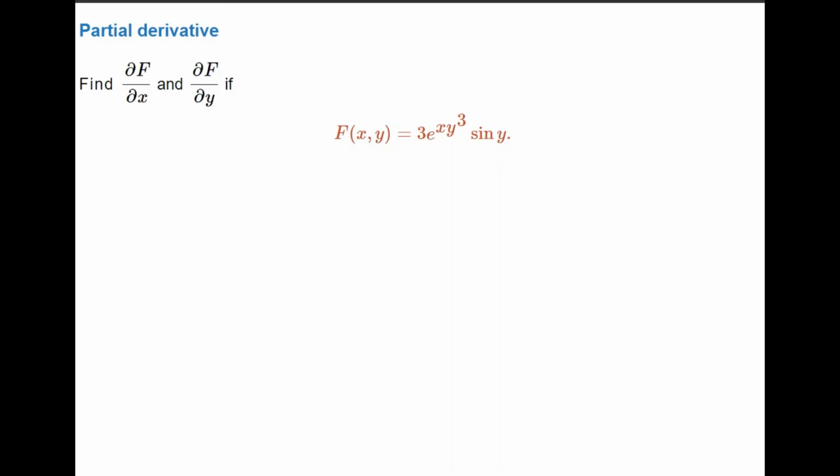Now a bit more challenging example, where the function f of x y is a combination of 3 times e to the x y cubed times sine y. Now we know that here we are having a product of two functions, e to the x y cubed and sine y, while 3 is a constant. So when we differentiate it with respect to x, we consider both functions if they have x, and we see that x is there only in the exponential function, not in the other function. So we differentiate e to the x y cubed with respect to x and keep sine y as constant.